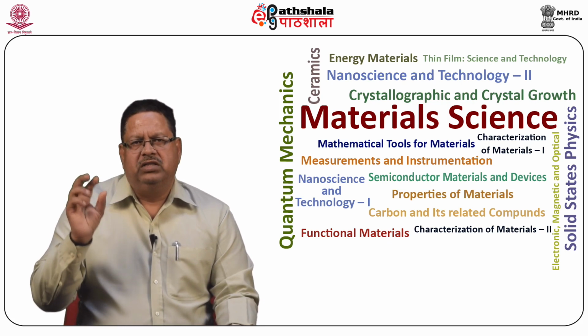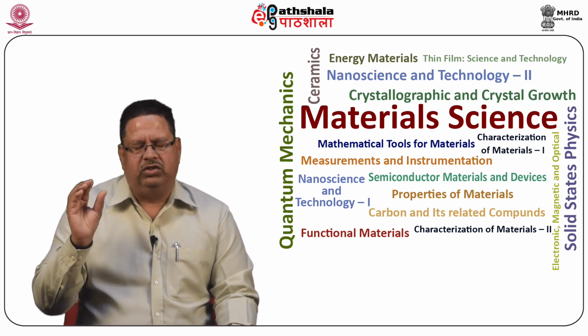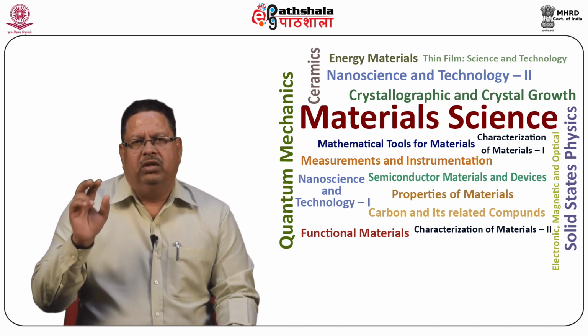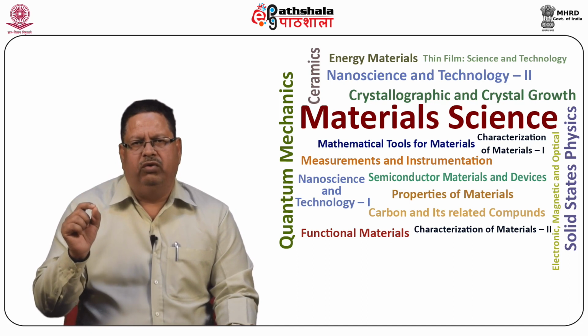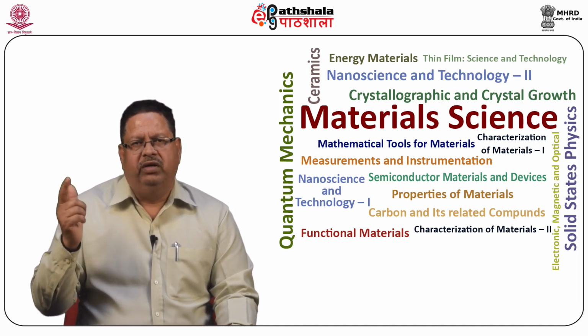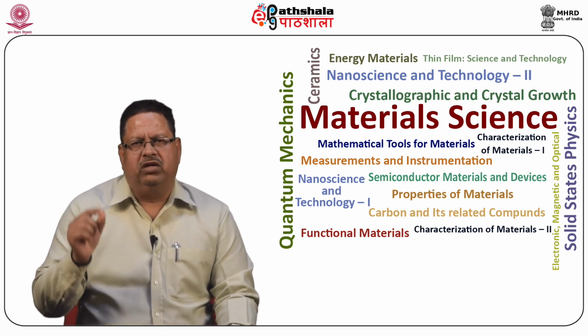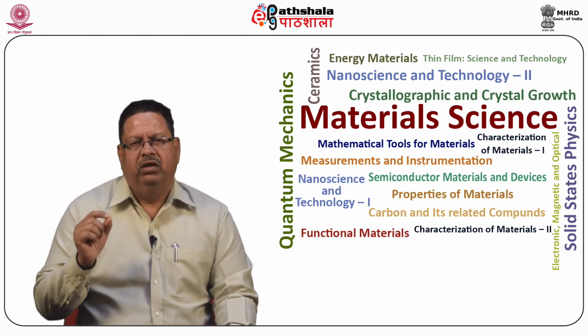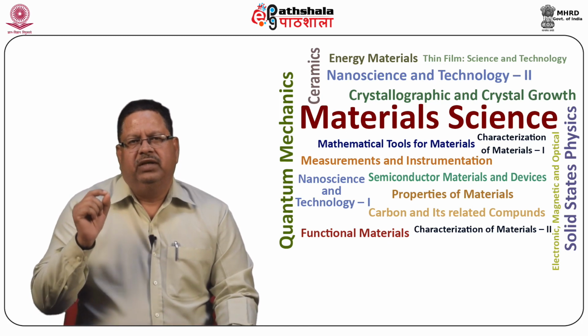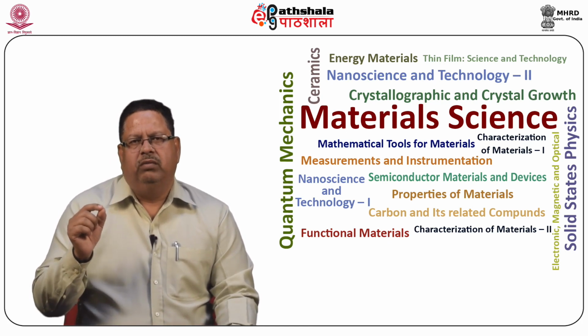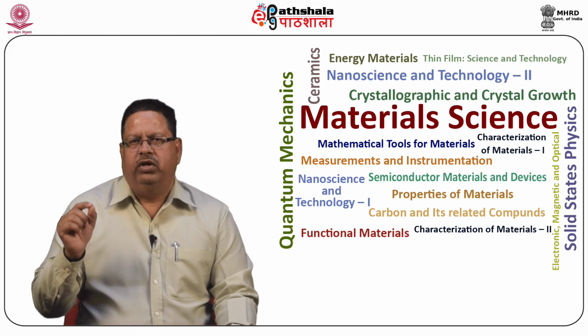So since the isospin is conserved in strong interaction, the isospin operator commutes with the strong interaction Hamiltonian. But since it is not conserved in electromagnetic interaction, it doesn't commute with the electromagnetic Hamiltonian. That is, H_s T is equal to 0, but H_electromagnetic T is not equal to 0.